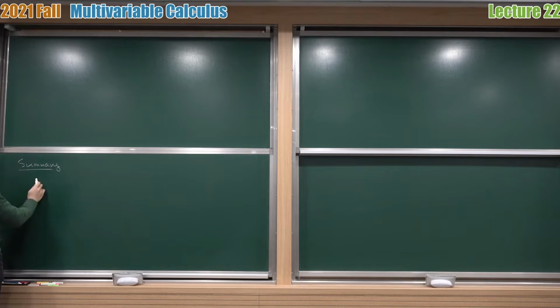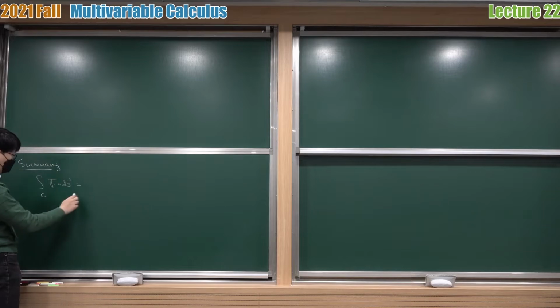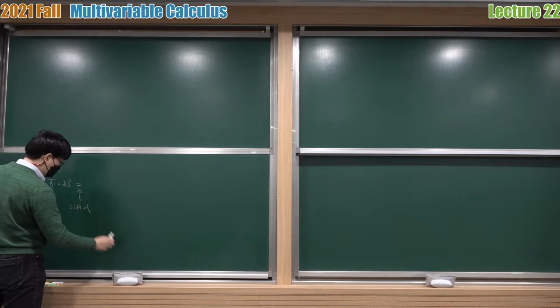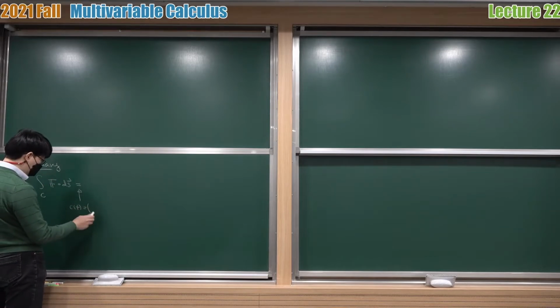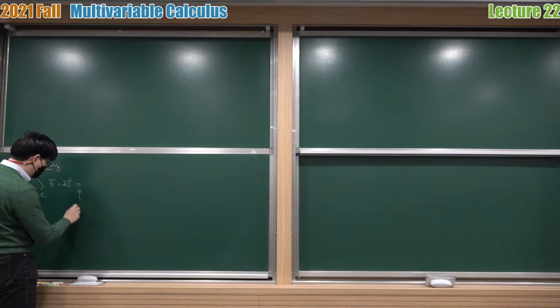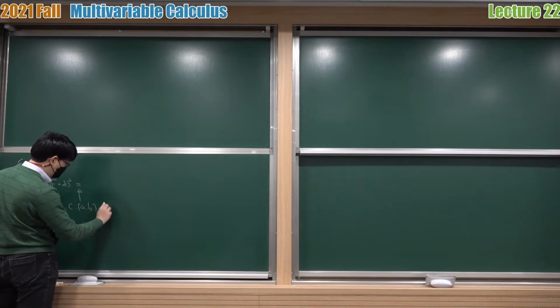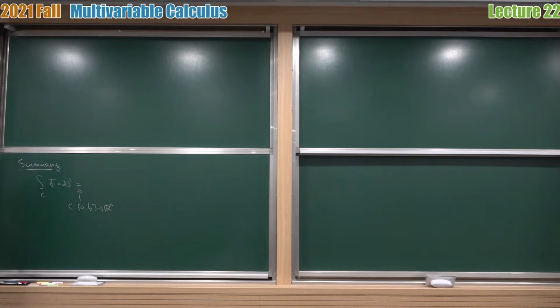So we talked about the line integral of a vector field. When you talk about the line integral, we should talk about the orientation of a curve. And given that orientation, we can parameterize our curve in C(t). For example, C is a function from an interval to the space.